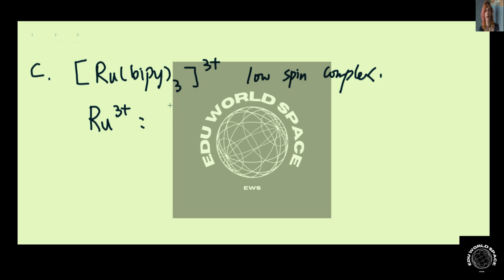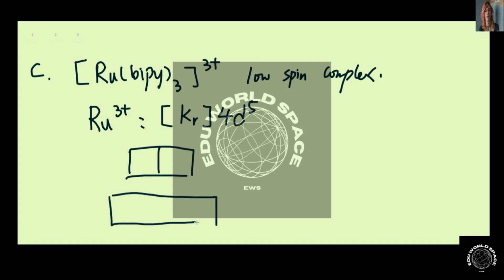So for ruthenium 3+, the electron configuration would be 4d5. So there are 5 electrons in the 4d orbital. So if we draw the 4d orbital right here, this is a d5. Since it's a low spin complex, it will be preferably pairing at the lower energy level. So 2 pairs and 1 unpaired electron. Right, that's for part C.